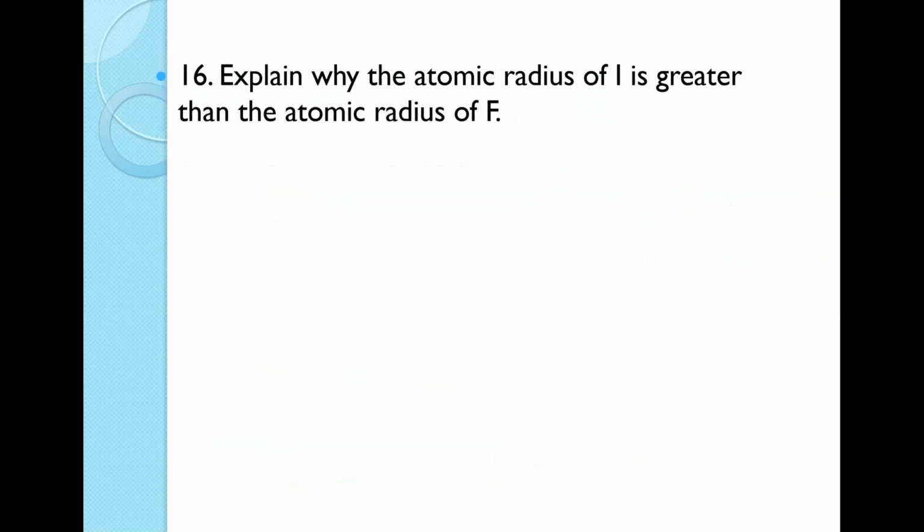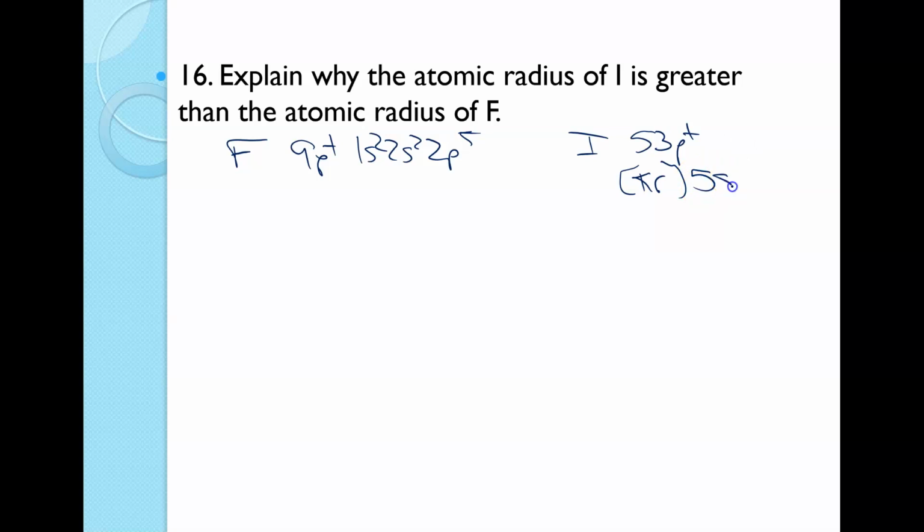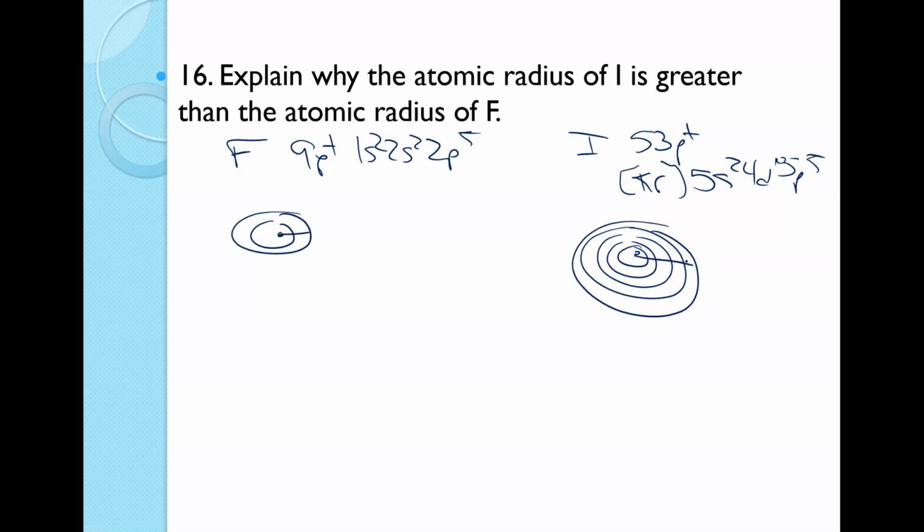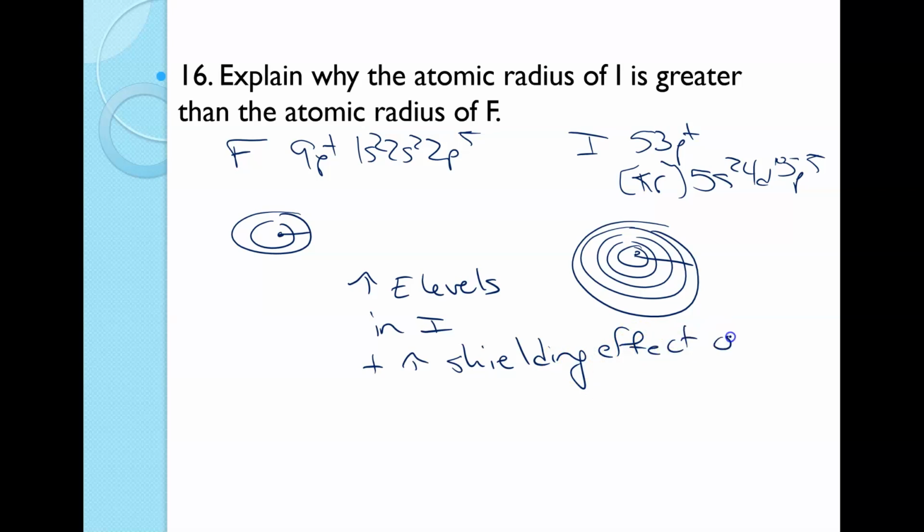Okay. So, explain why the atomic radius of iodine is greater than fluorine. Don't tell me iodine's closer to the bottom. Fluorine has 9 protons. It's 1s2, 2s2, 2p5. Iodine has 53 protons, and it is krypton, 5s2, 4d10, 5p5. So I have 2 energy levels, 5 energy levels. Increased energy levels in iodine plus increased shielding effect of 36 core electrons increases the radius in iodine.